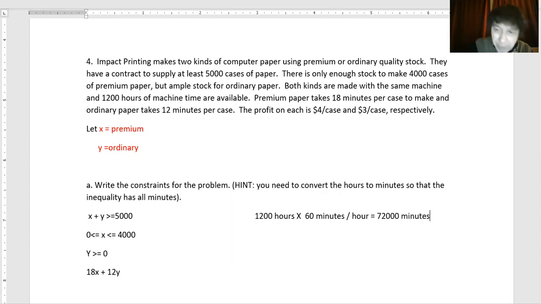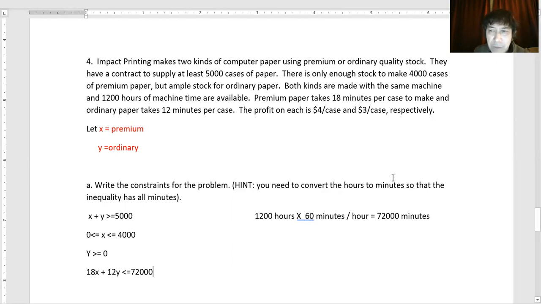Minutes there. So our inequality here will be 18 times X plus 12 times Y, and this cannot exceed, so less or equal to 72,000 minutes. This will be our constraint. Everything in minutes, so that's it. So 72,000 minutes is the equivalent of 1,200 hours. That will be the machine time available.